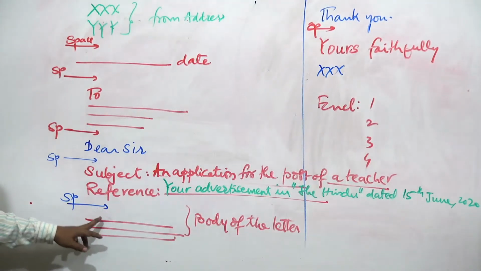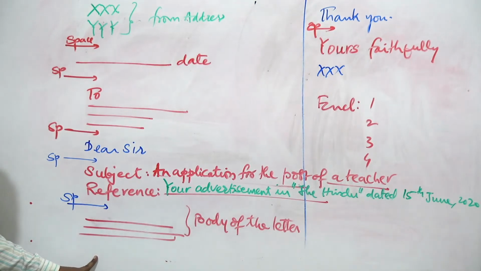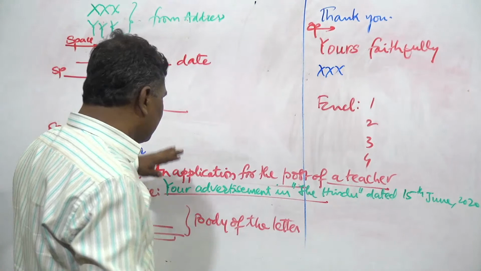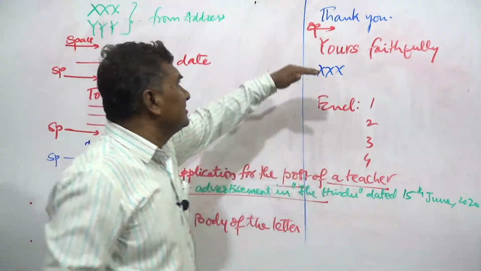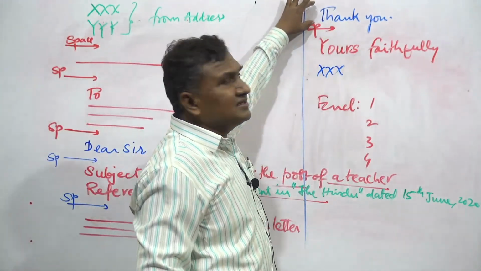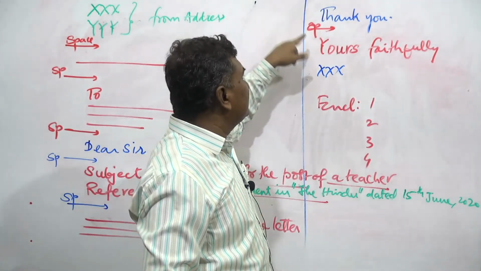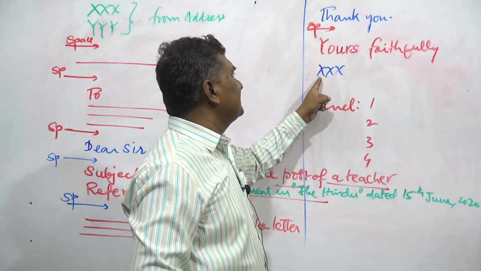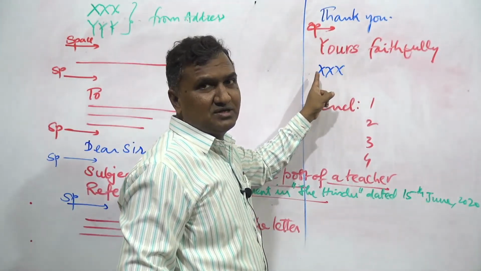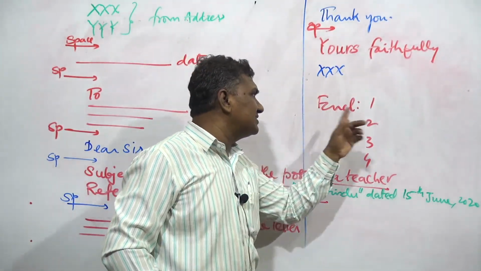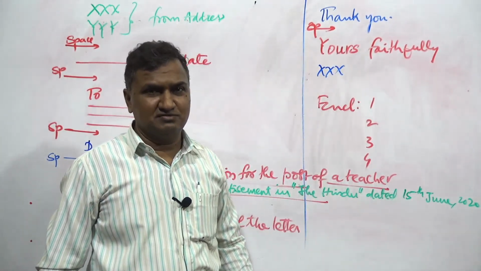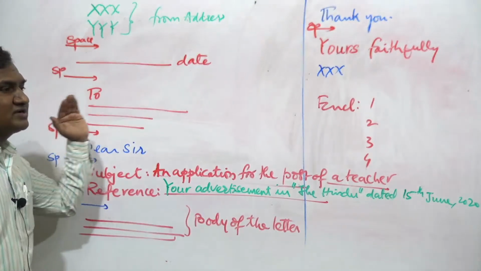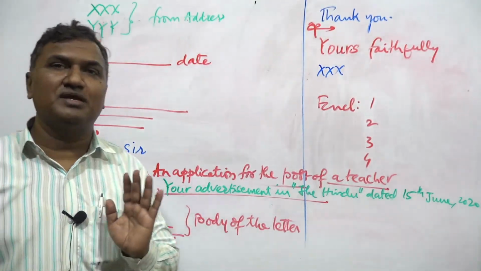So this is the format. Then leave the space for the body of the letter. How to start? We shall take one example very quickly. When 3 paragraphs of the body are over, you can write thank you. Leave the space of one line. Write yours faithfully. Then 3 times X, which is nothing but your name. And then enclosures, the copies that you are going to attach with this letter. Right. This is the format of the formal job application.